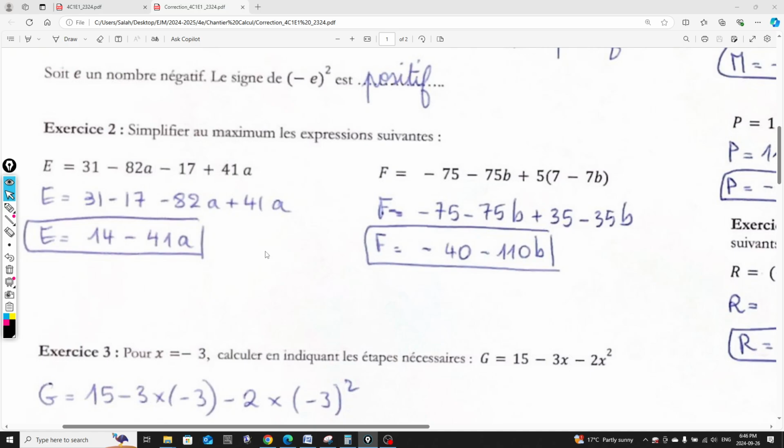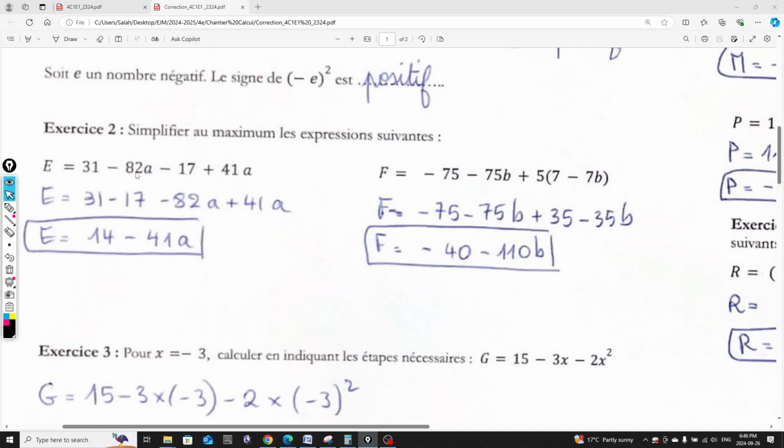Alrighty, so exercise number 2 here, simplifie au maximum les expressions suivantes. So essentially what you're doing here is you're looking at all this stuff and you're trying to combine like terms. You want to combine the terms that resemble each other. Now, for example here, I've got a negative 82a and I've got a 41a. When I see a, I just like to think of apples, right? This is like negative 82 apples and 41 apples. These are like terms, so I can combine these by just adding them together.